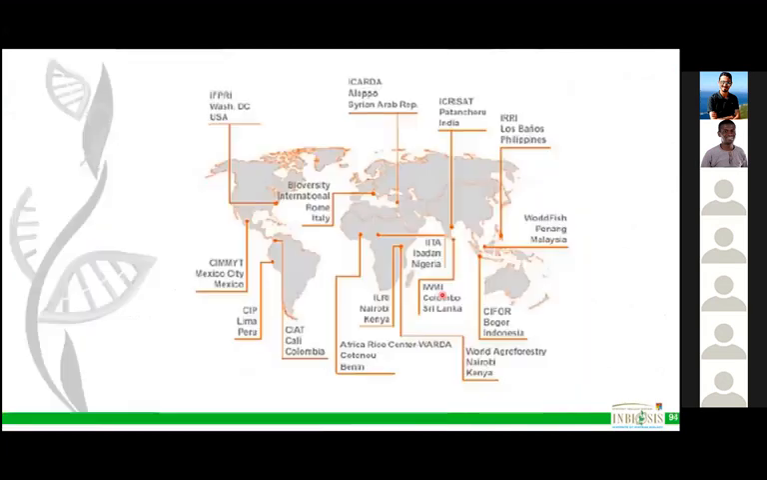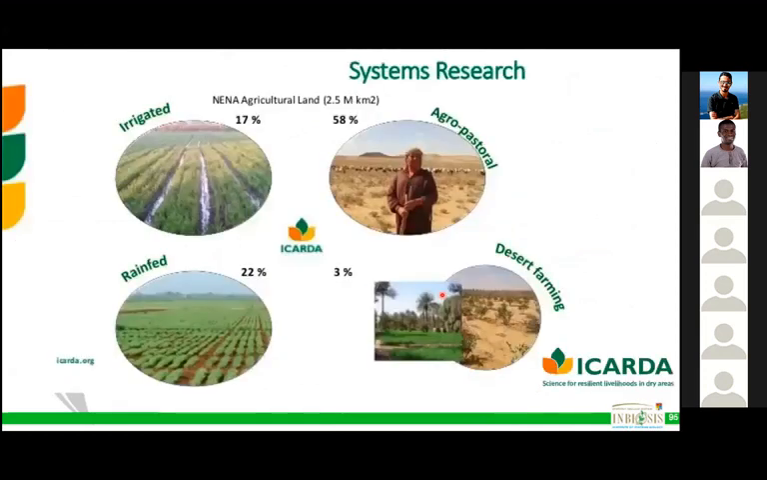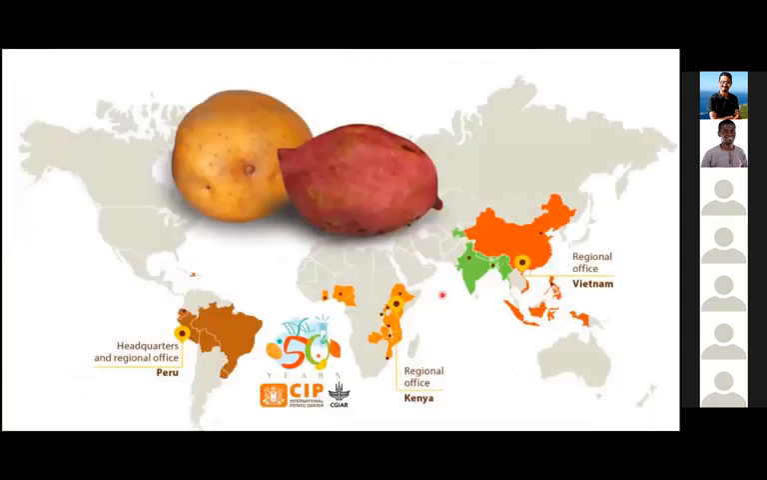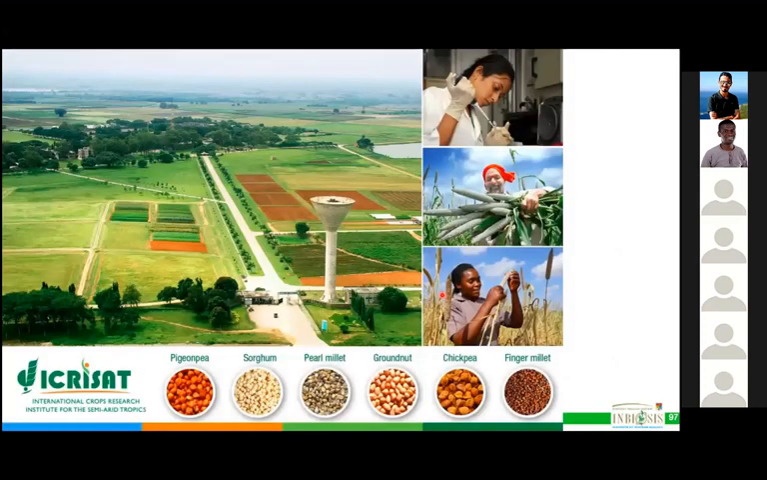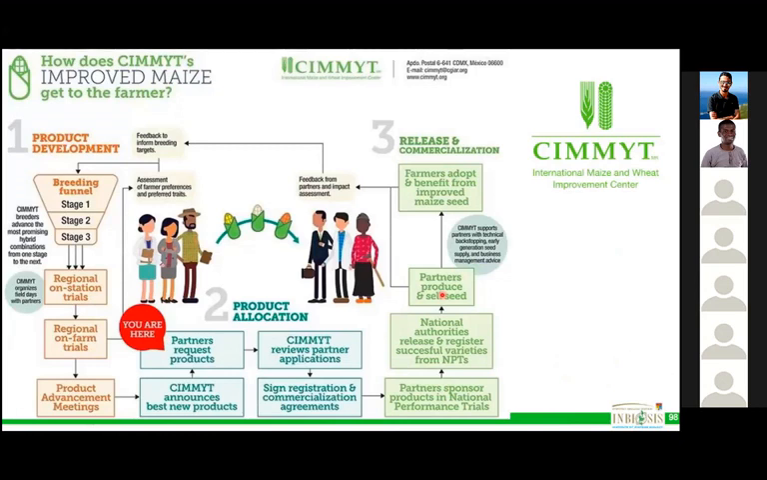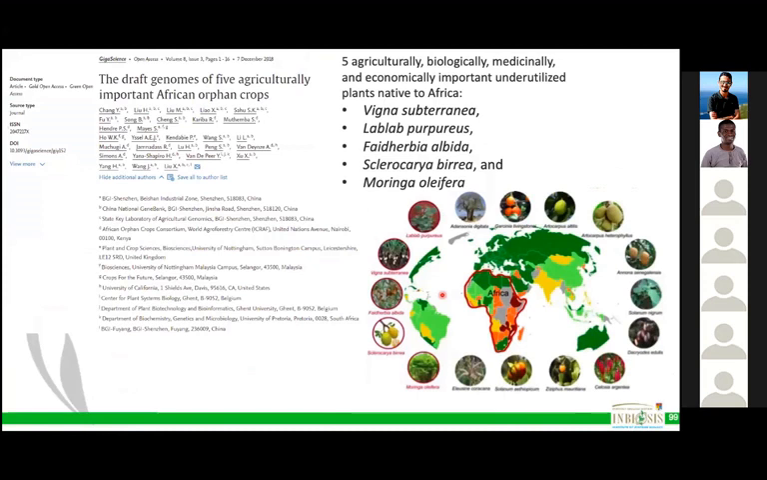And some of these, for example, ICARDA, do systems research comparing different farming systems, and the Potato Center is also relevant. Then the International Crops Research Institute for the Semi-Arid Tropics works on different legumes, and there is the maize and wheat improvement center. So the latest publications on plant orphan crops are these 5 species, but they are not from African researchers. Only 1 or 2 are affiliated, but they are not actually African themselves, I'm not sure.